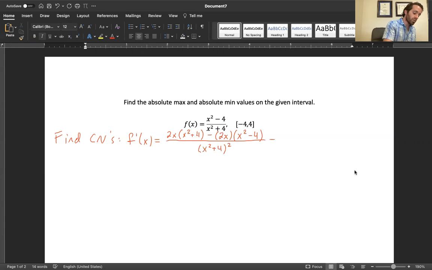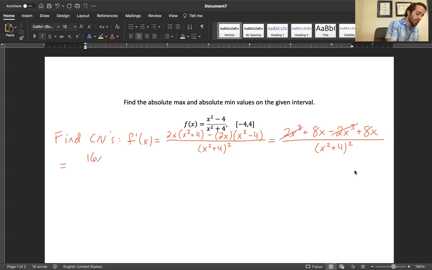Okay, well, let me collect this a little bit. I've got 2x cubed plus 8x minus 2x cubed. Oh, look at that. That's so nice. And then plus 2x times 4 is 8x. And then that's over x squared plus 4 squared. Okay, and just one more rewriting of that because these are just begging to be crossed out. 8x plus 8x is 16x over x squared plus 4 squared.